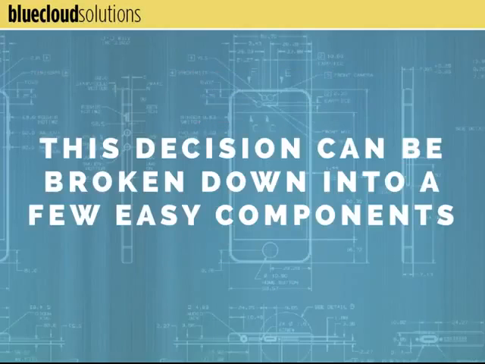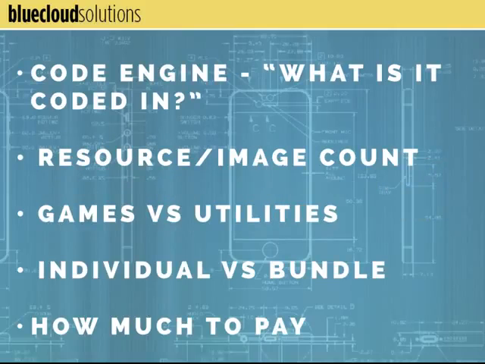Now, this decision of buying a source code can be broken down into a few key components. And we're going to run through all of these a little bit more in depth. So the first is just the coding engine. What is it coded in? What type of source code is this? What language is it in? What platforms does it go on?